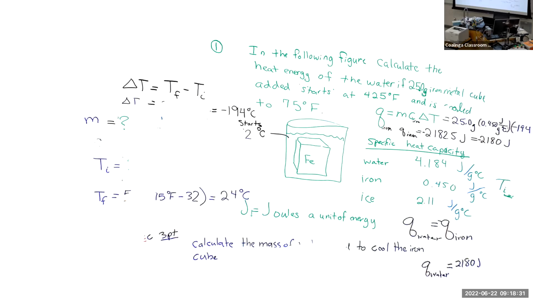24 minus 2. So then that's what? 22. Okay, so I have my delta T. So how would I calculate my M? Divided by what? I have Q in the water, right? You take the whole equation and divide by C delta T, then they cancel out on the other side and M is by itself. That's right.